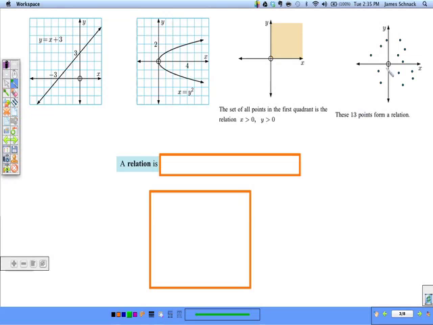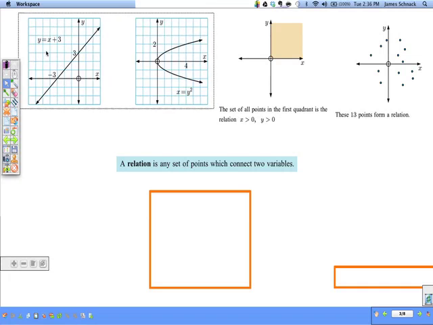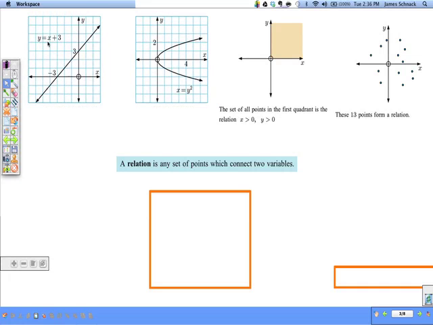So here I have 4 different relations. A relation is any set of points which connects two variables. So these first two, we're given equations for. I have a relation that relates x and y equals x plus 3. This line represents all of those points. This sideways parabola represents all of the xy pairs that are related by this equation, x equals y squared. I could also be given just a region of values. This is a relation. Or simply a bunch of ordered pairs. Those are relations.